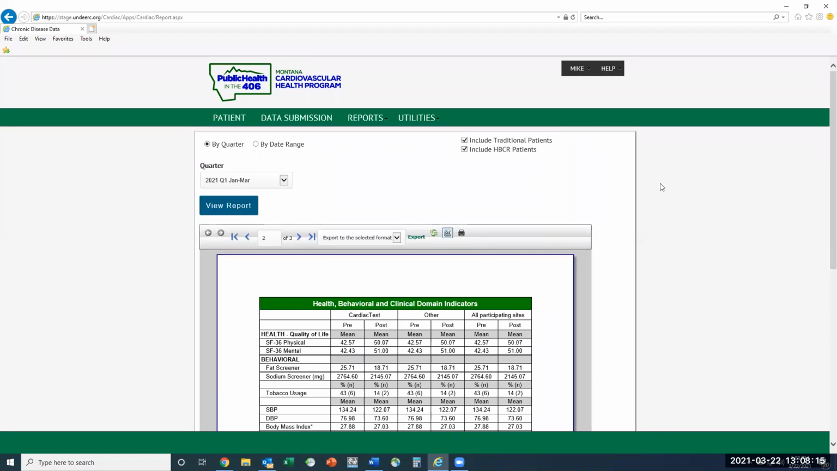These changes are going to go into effect April 1st, so at the beginning of the new quarter.